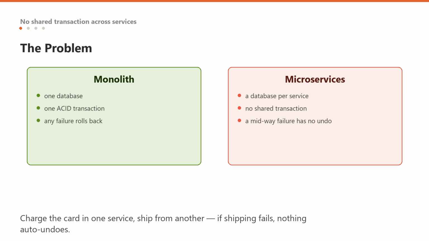That's the distributed transaction problem. And the classic textbook fix, two-phase commit, is slow, and locks resources across services, so it doesn't scale. We need something better.